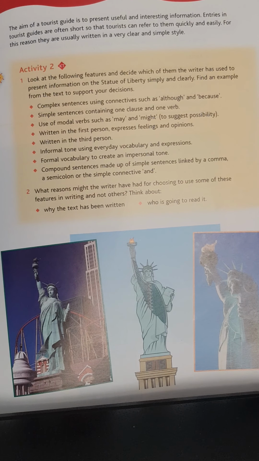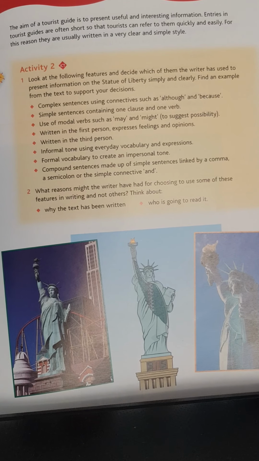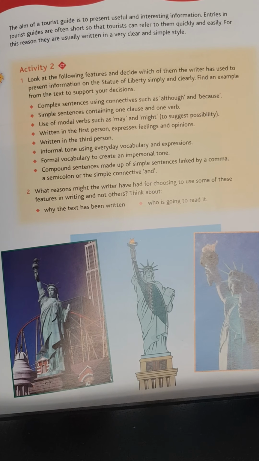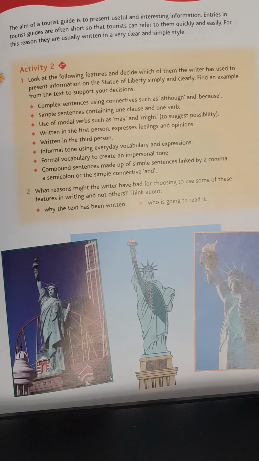And then the second part to activity 2, it asks us what reasons might the writer have had for choosing to use some of these features in the writing and not others. Think about why the text has been written and who is going to read it. Okay, so you should give yourself between 5 and 10 minutes to have a go at activity 2, please.